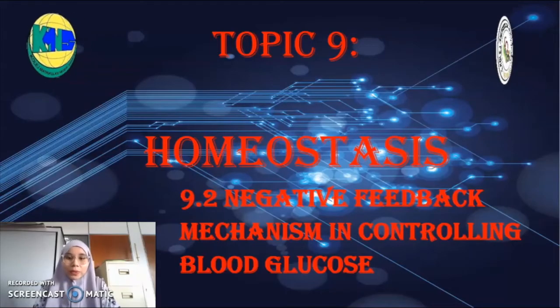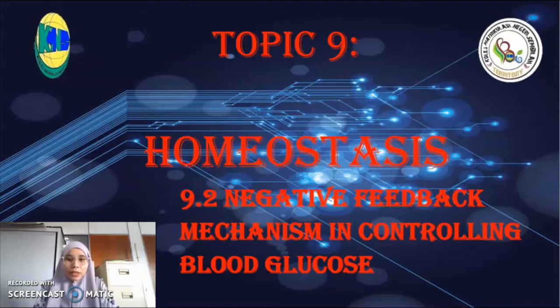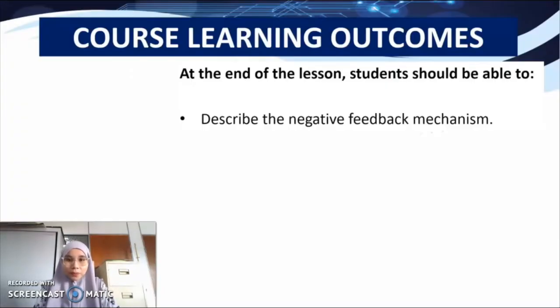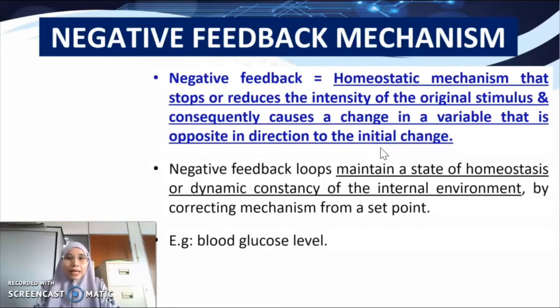Subtopic 9.2, Negative feedback mechanism in controlling blood glucose. At the end of the lesson, students should be able to describe the negative feedback mechanism. Negative feedback refers to a homeostatic mechanism that stops or reduces the intensity of the original stimulus and consequently causes a change in a variable that is opposite in the direction of the initial change.